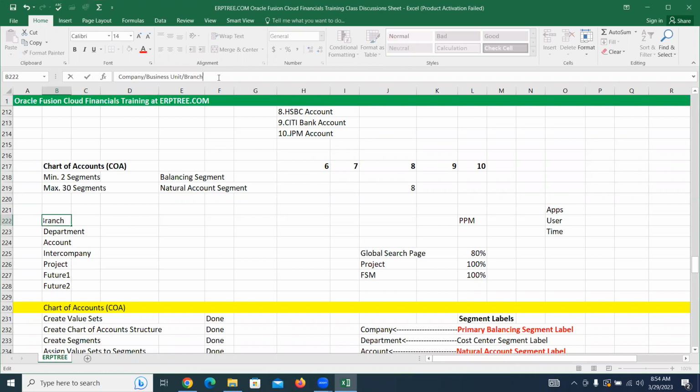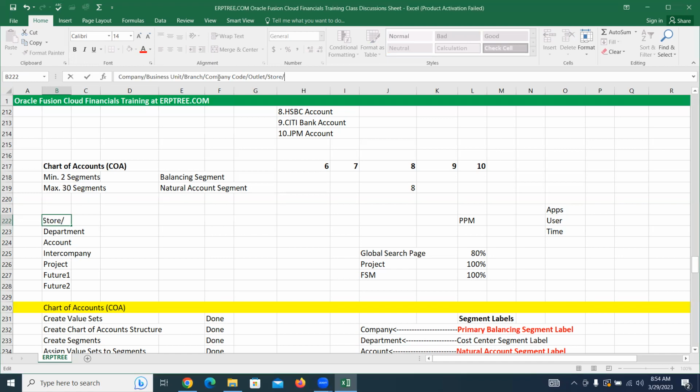Some clients, they say instead of company, they prefer to use segment name as a company code. Why are they using company code? Maybe in the previous system, they used to call it a company code. And it may be their outlet. Maybe their store. Each store they might be taking as one business unit, depending on the business.